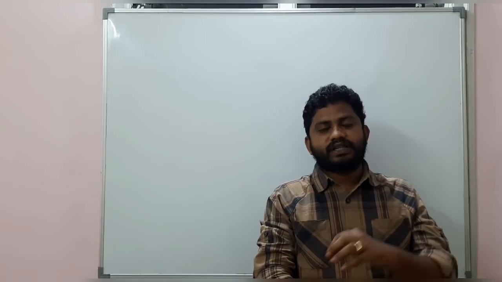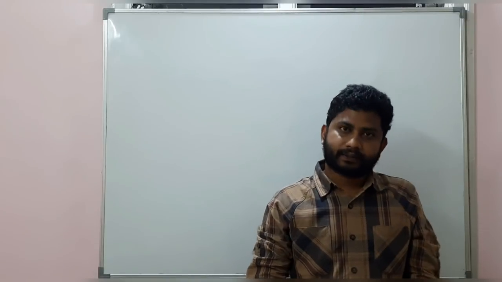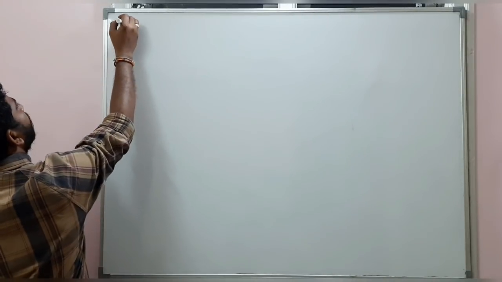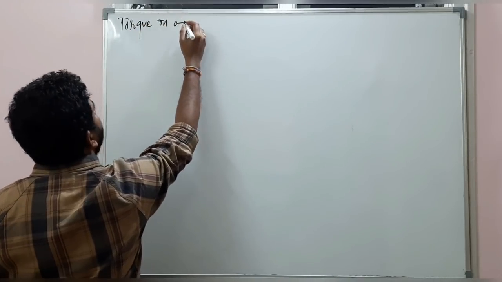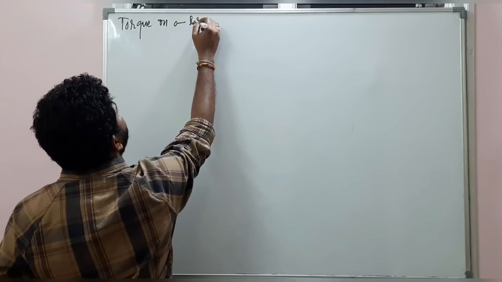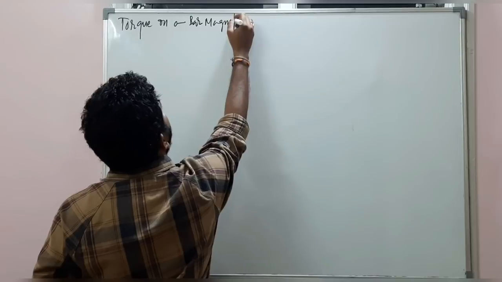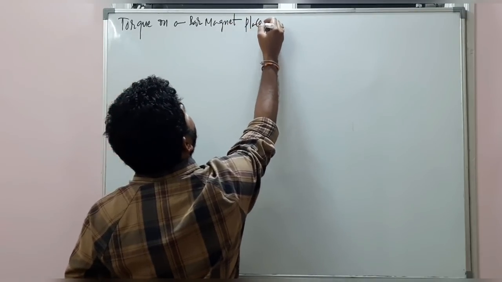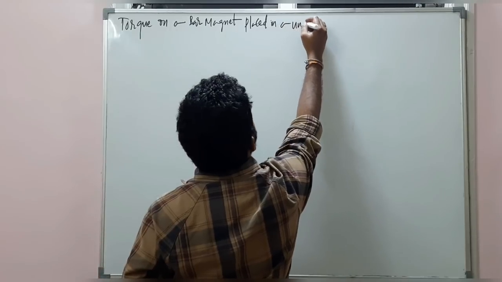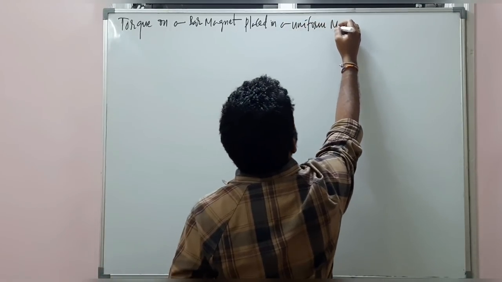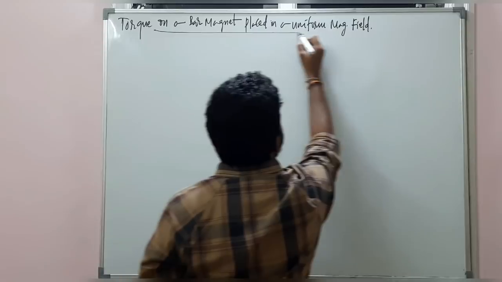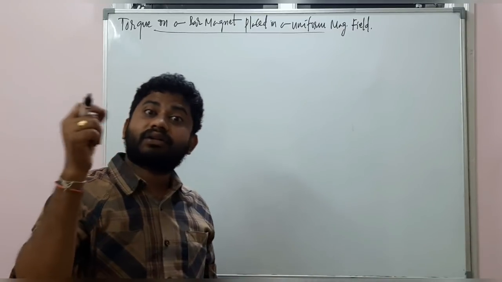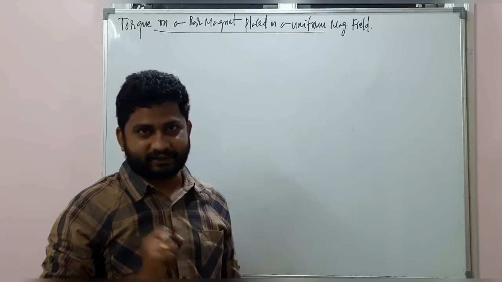We will be continuing the chapter called Magnetism and Matter. And today's topic is torque on a bar magnet which is placed in a uniform magnetic field. It is similar to the torque on an electric dipole which is placed in a uniform electric field.